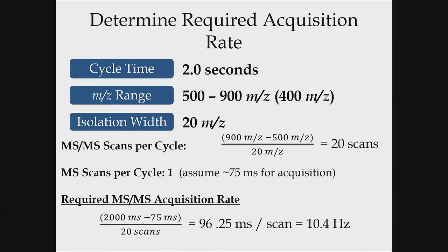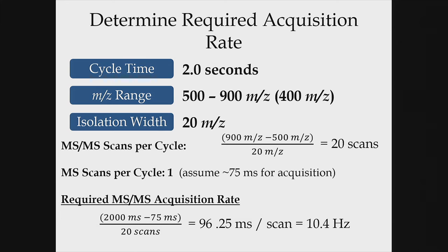Okay, so we've determined that we need the cycle time, that we have this particular mass to charge range, and we have a 20 mass to charge wide isolation width. So now I just do some math to decide at what rate I need to acquire MSMS spectra. We know how many MSMS scans we have in our cycle. It's the mass to charge range we're covering, so 400, divided by the width of the isolation window. That brings us to 20 scans.